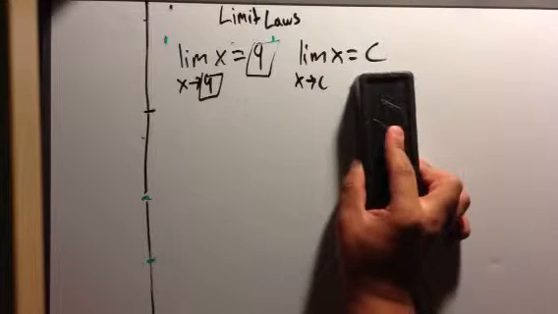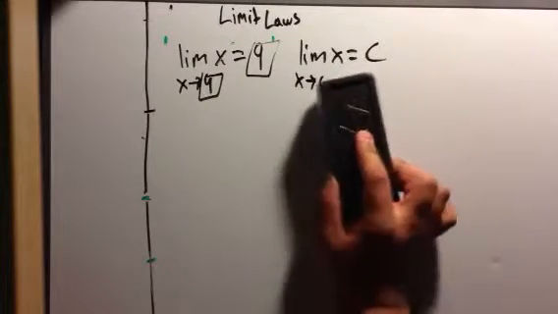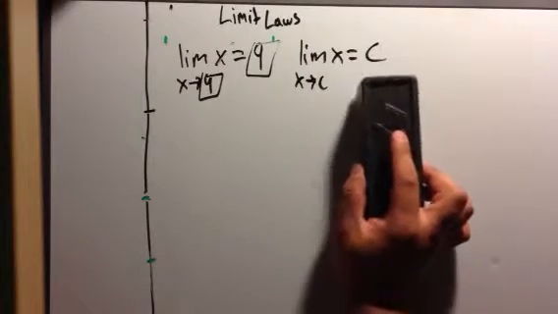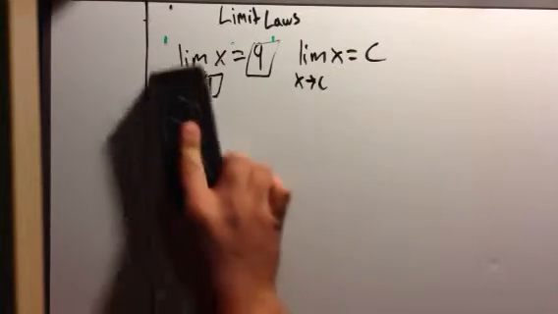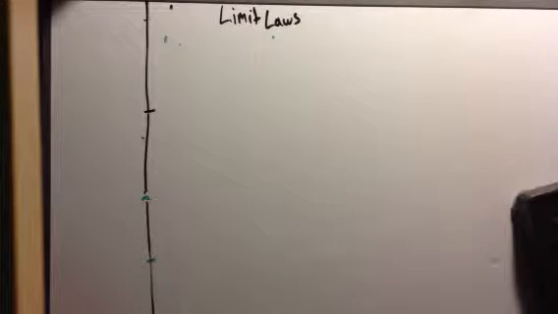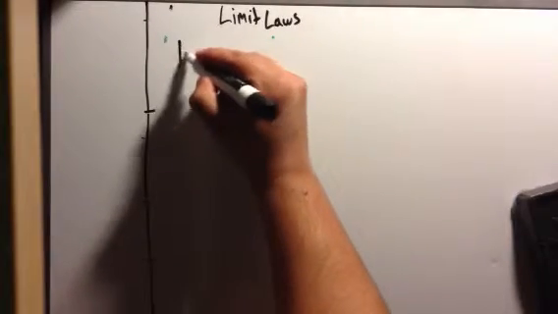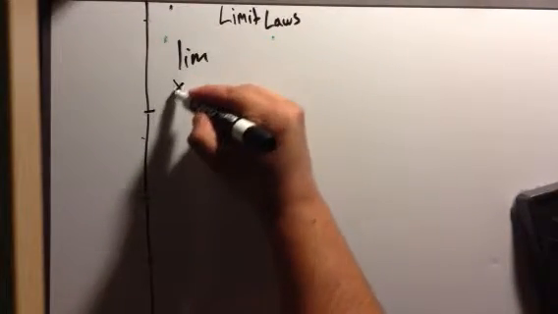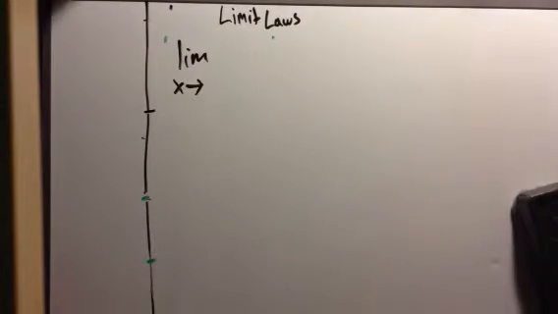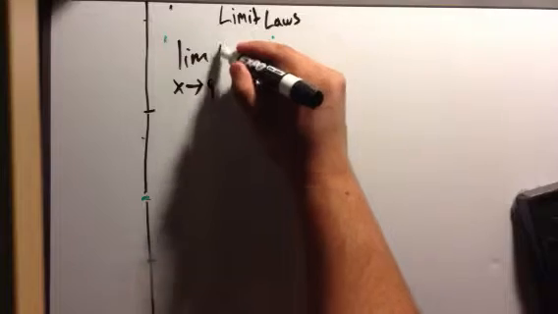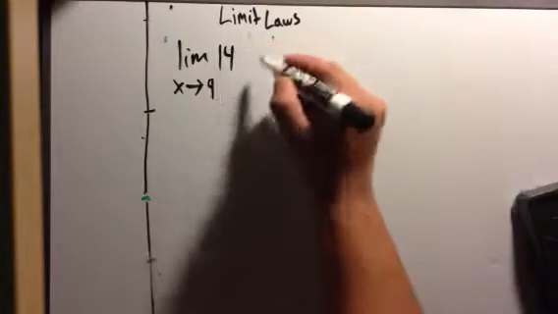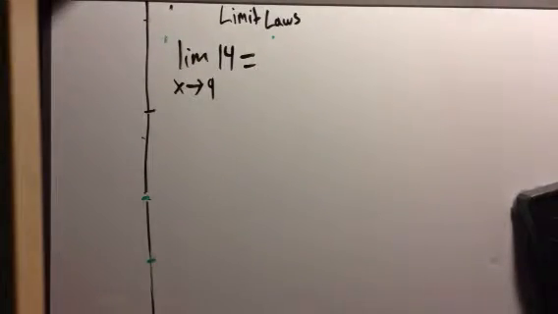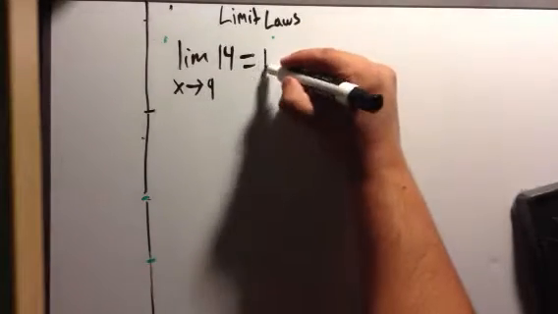Same thing, and we could prove that just using the limit law. The limit as x goes to c of x is just equal to the number c. Pretty straightforward, right? Well, let's do this one now. This one might seem a little trickier, but we could just prove it using the limit laws. The limit as x goes to 9 of some constant 14. What do you think that's going to be? Well, remember, it's just going to be 14.